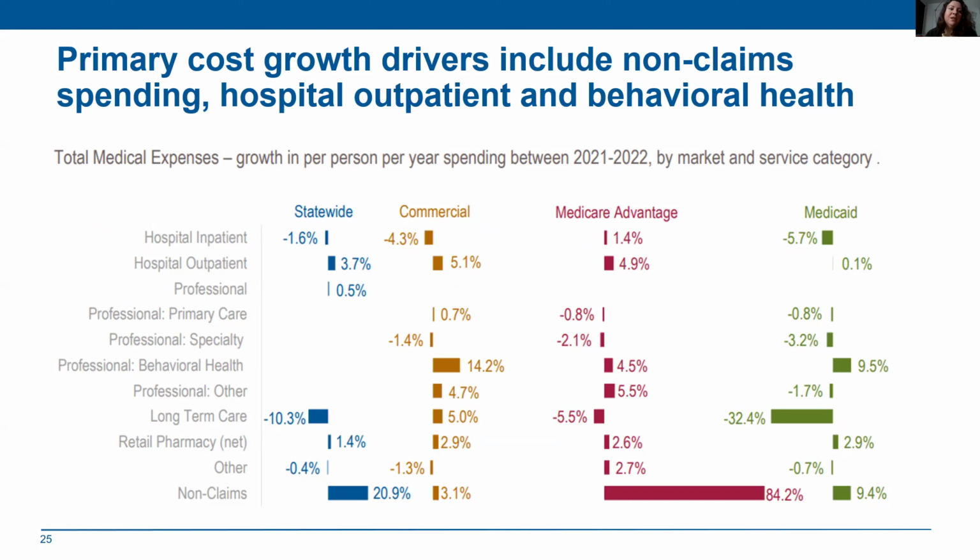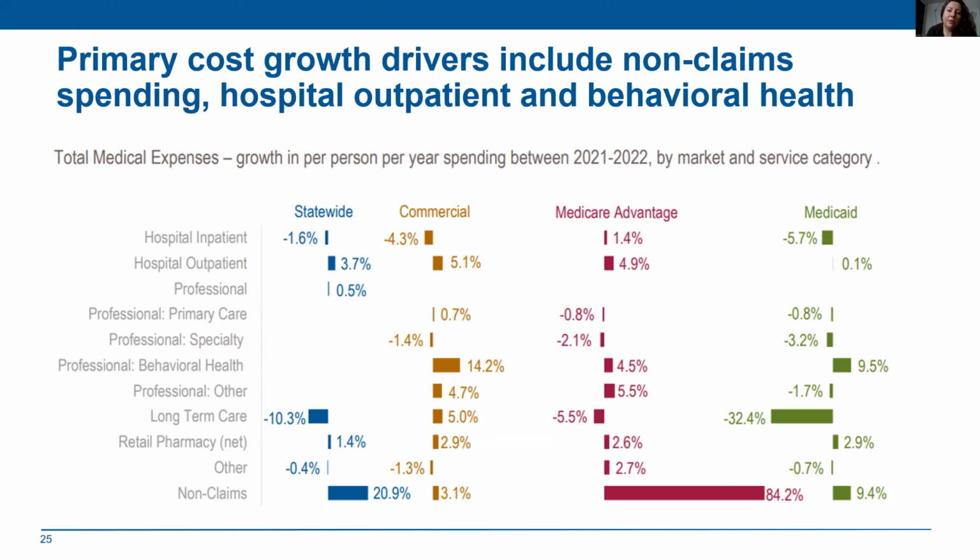Then in each of the columns, you can see each market. So the statewide growth, commercial growth, Medicare Advantage growth, and Medicaid growth. So per person per year spending, total medical expenditures grew 1.5% statewide. A lot of that was driven by the growth in non-claims-based spending. You can see that bottom row across the bottom of the slide. We saw almost 21% growth statewide in non-claim spending. A lot of that, 84.2% growth in Medicare Advantage. There were a lot of changes in Medicare Advantage non-claims payments that happened during this time, and that's really one of the drivers of cost growth between 21 and 22. Other cost drivers that we really saw underlying that increase were hospital outpatient.